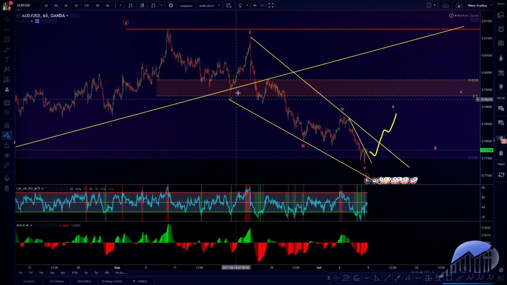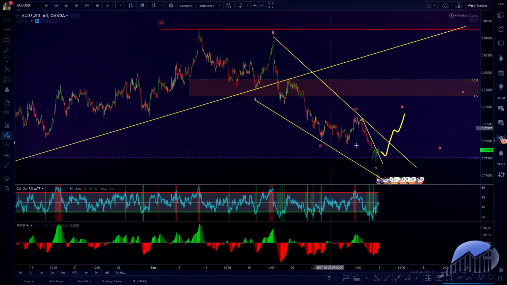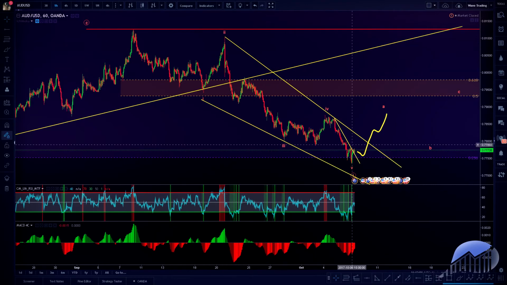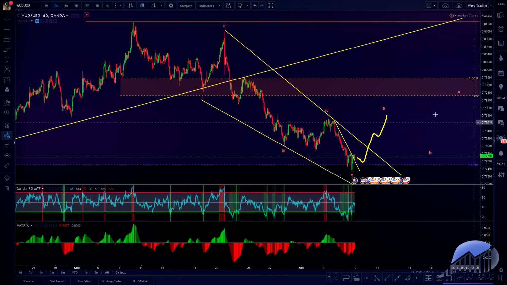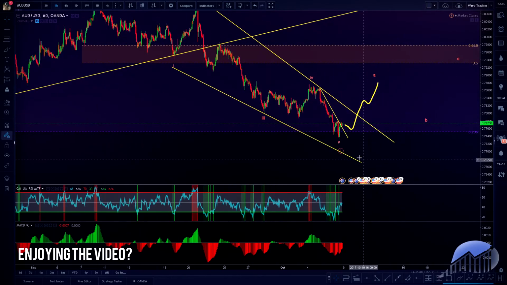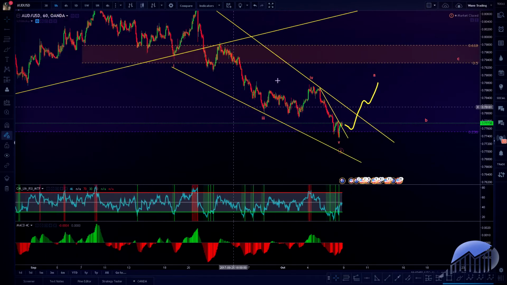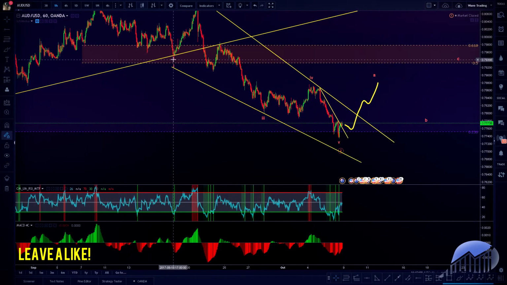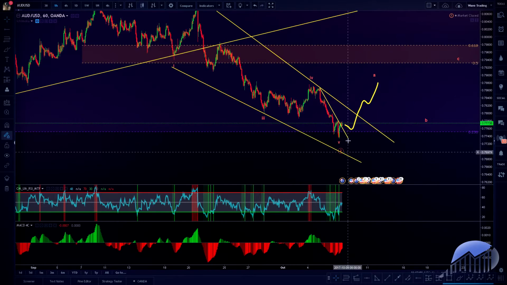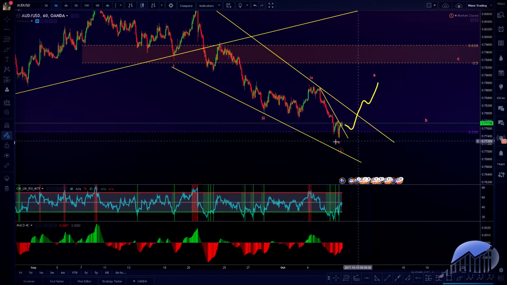By the way, this isn't actually an ending diagonal. These are just contracting trend lines that I've drawn just for trend line sake, not for indicating an ending diagonal, because wave 4 doesn't retrace over wave 1, so it's completely valid, just a regular 5-wave impulse down.